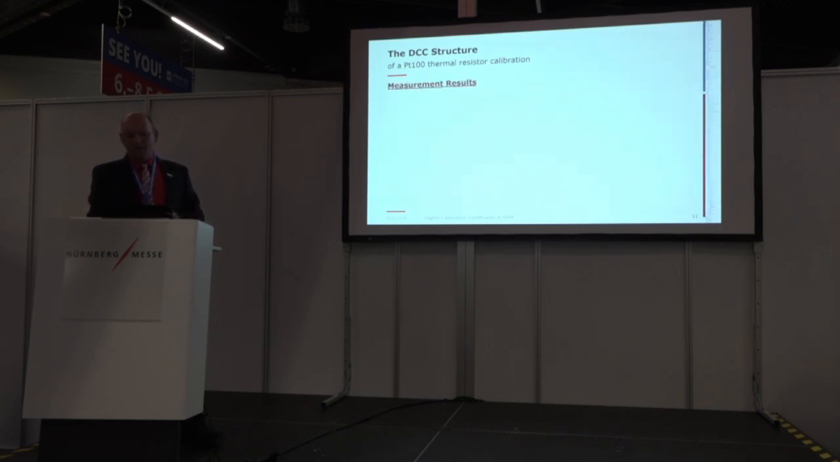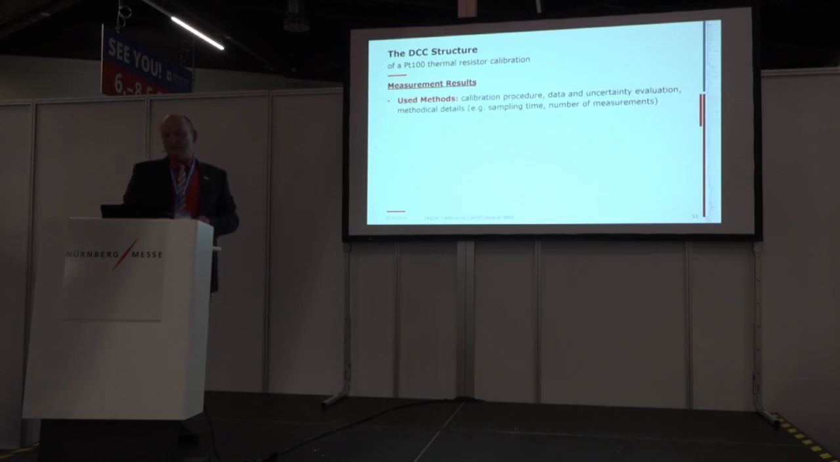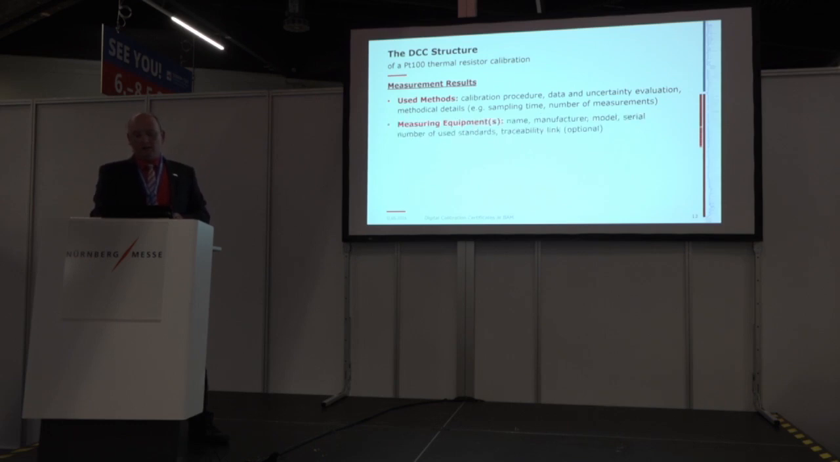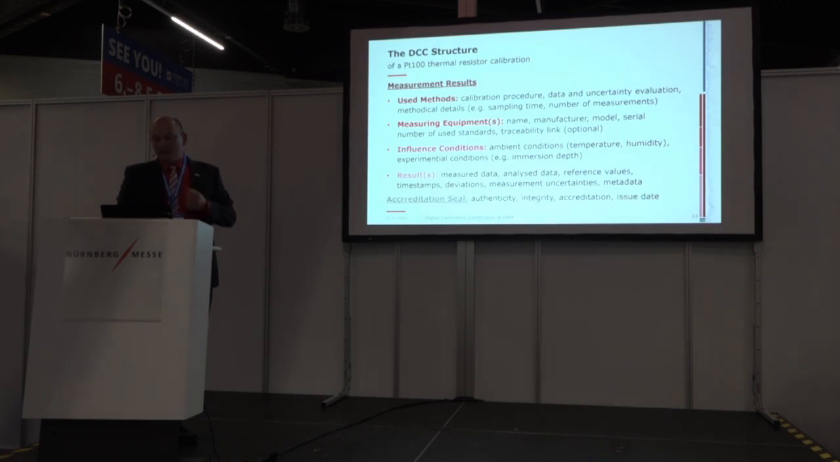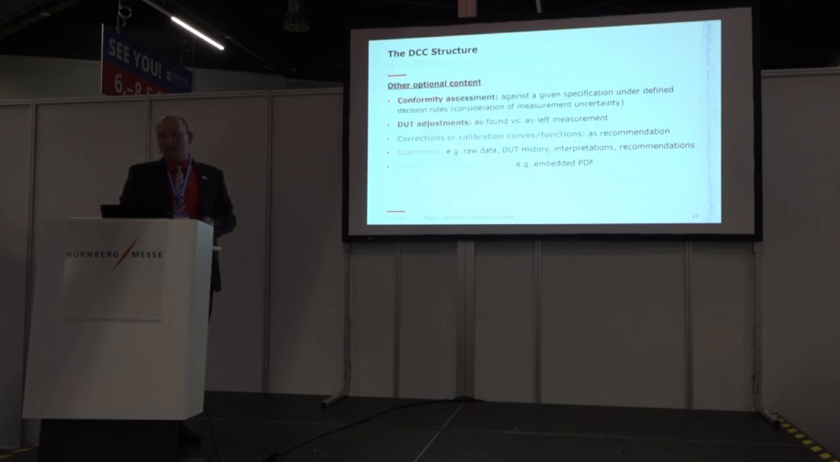And then we have the results section, which starts with the used methods, or usually this is a link to the method description that is used in calibration. We have the measuring equipments that we are using in our lab, so the reference standards we are using, the influence conditions, and finally the results. I was showing a part of it. And on the very bottom then is the accreditation seal in our case, or an electronic signature if you want to use it like this.